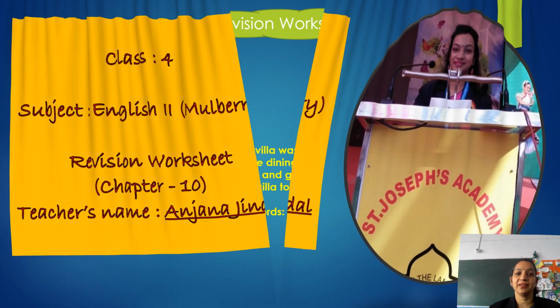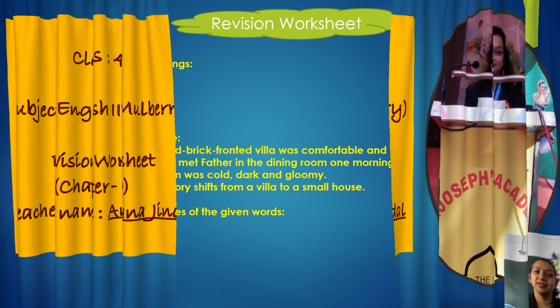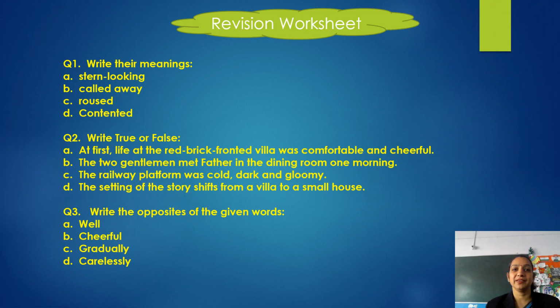So here is the revision worksheet, children. See here, question number 1. Write their meanings. Question 1 is write their meanings. So children, you have to write down the meanings of the given words, okay? So the words which are given to you here are, first one is stern looking. So you have to write down the meaning of stern looking, right?